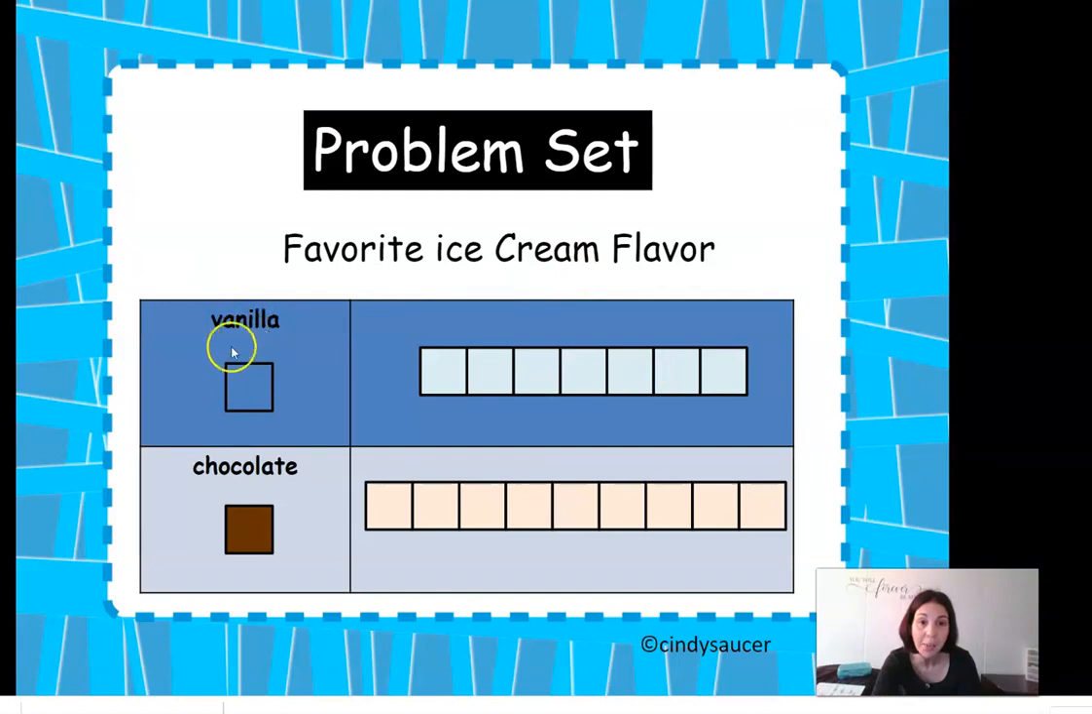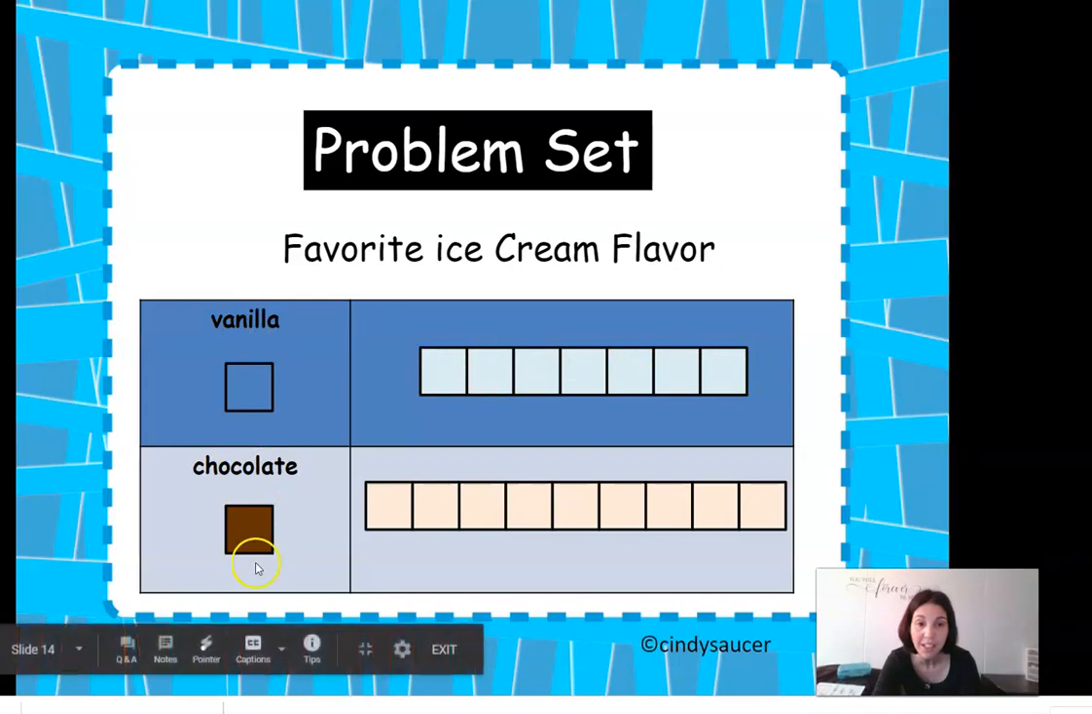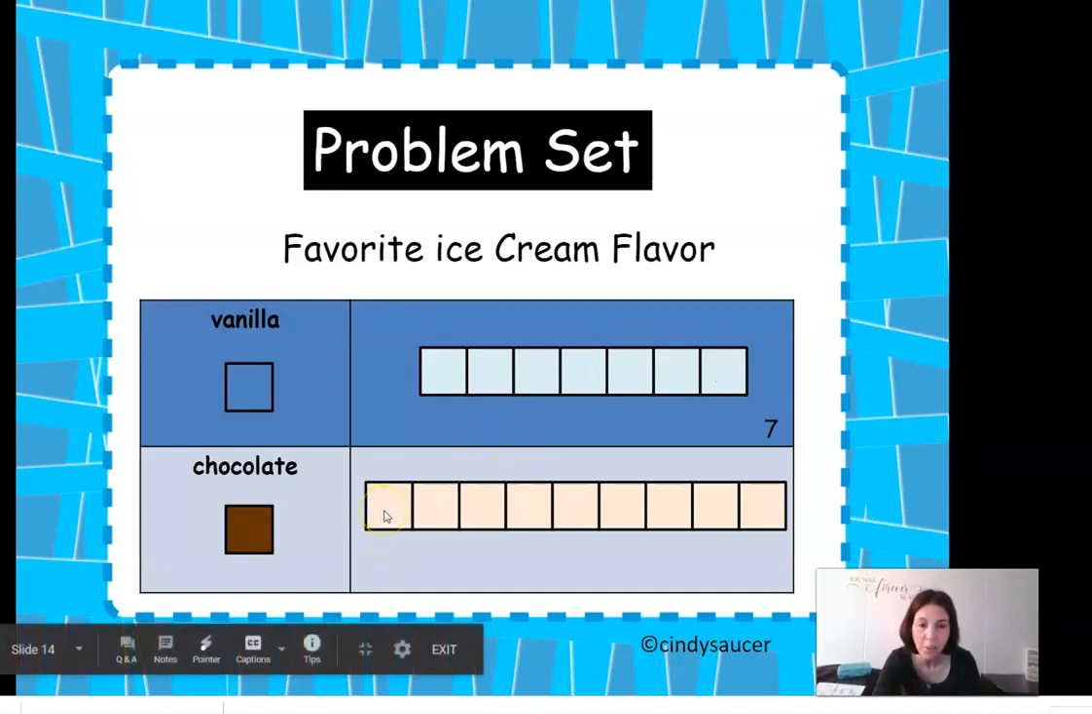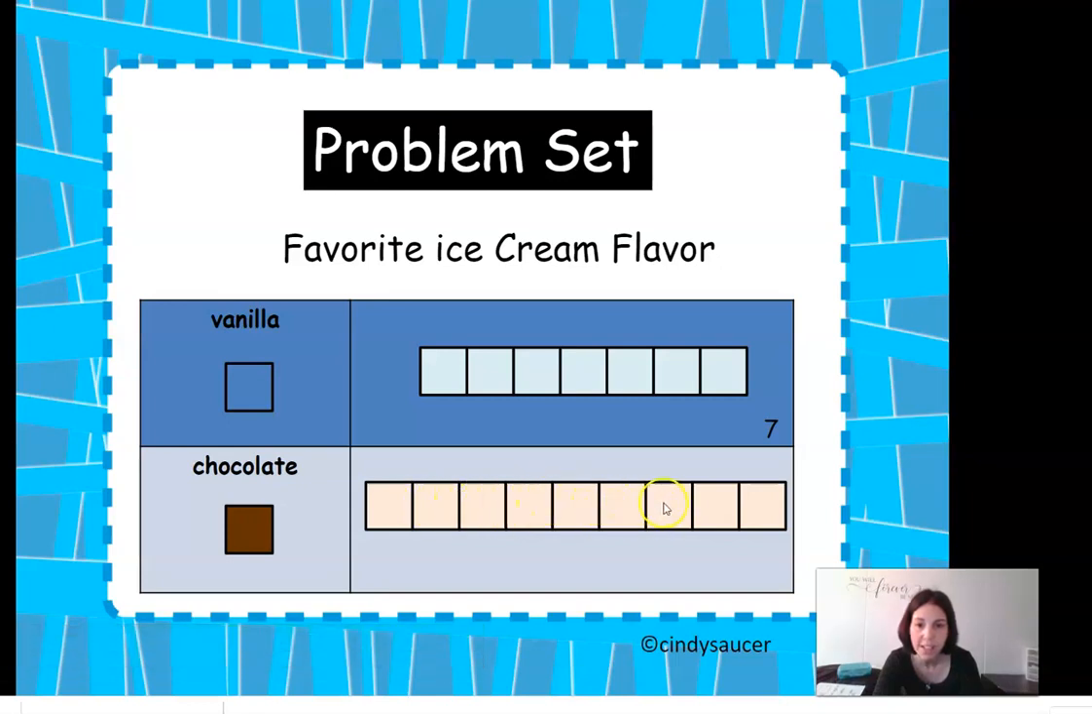The vanilla is labeled here, and then it comes over here and I can count the vanilla. And then the chocolate is here, and I can come over and count the chocolate. Nice and neat in a line. I like that. All right, let's see how many vanilla. 1, 2, 3, 4, 5, 6, 7 vanilla votes. And how many chocolate votes? 1, 2, 3, 4, 5, 6, 7, 8, 9. 9 chocolate votes.